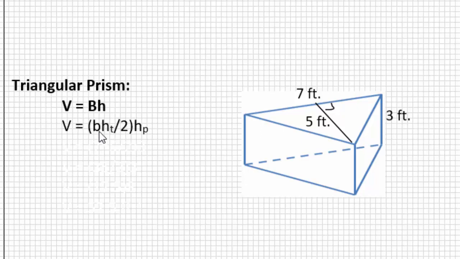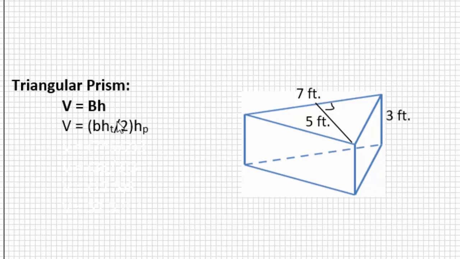We know that the area formula for a triangle is base times height, notice the lowercase b, times the height of the triangle divided by 2. That's the area of the triangular base. So this bottom edge of that triangle is our lowercase base, 7 feet, times the height of the triangle divided by 2 will tell us the area of this base.